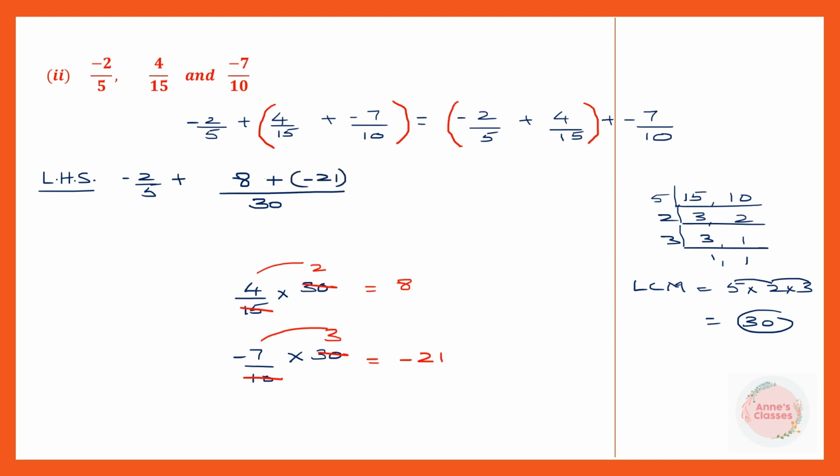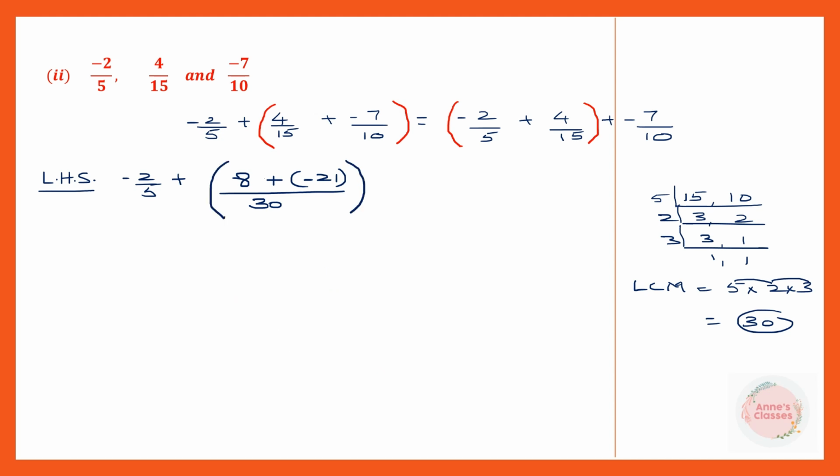So this is another way of getting the numerators. So now let's continue. This is minus 2 by 5 plus, within brackets what do we have? 8 plus minus 21 means 8 minus 21 by 30. So this will remain as minus 2 by 5. Now the next one will be plus 8 minus 21. Signs are different, so we put the sign of the bigger number and we subtract. So it's minus 21 minus 8 is 13. 13 by 30. So here we have minus 2 by 5 plus minus 13 by 30.